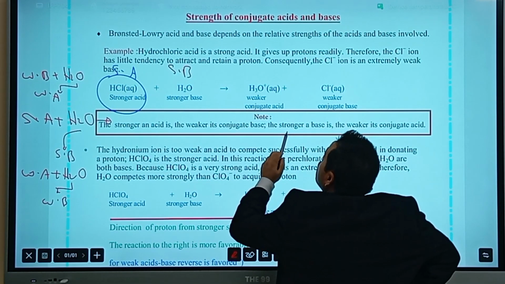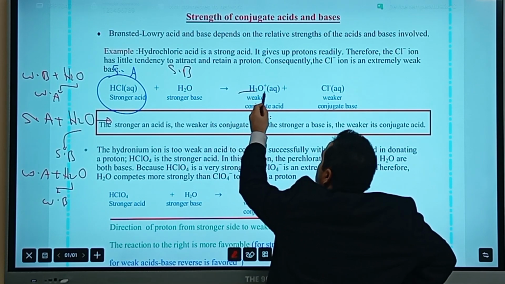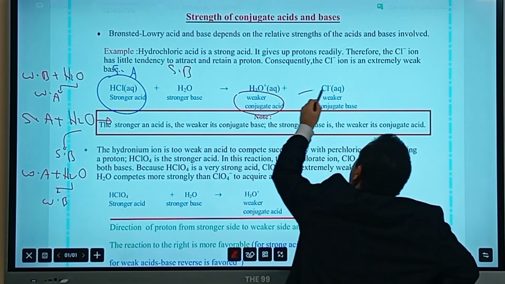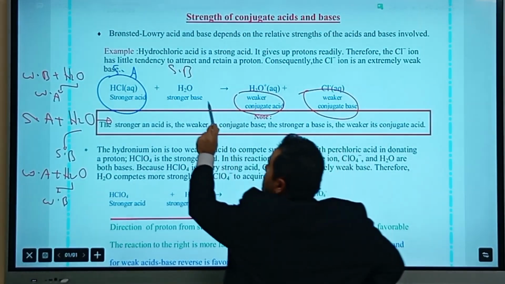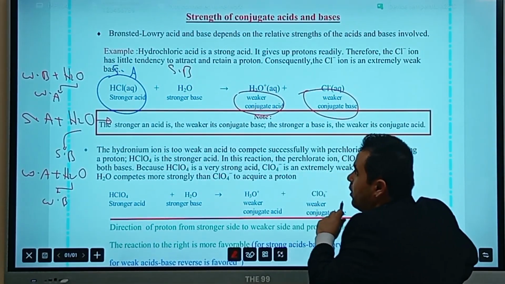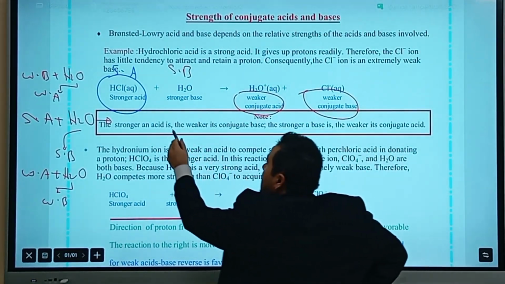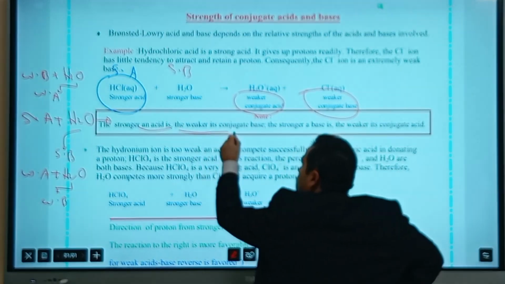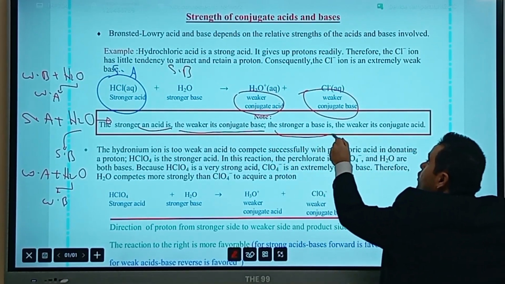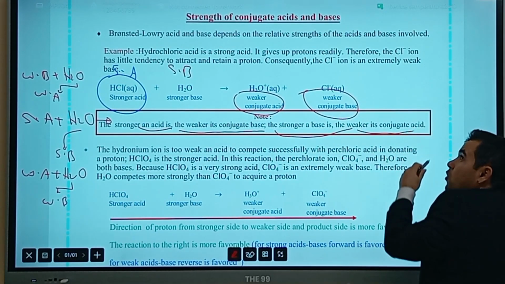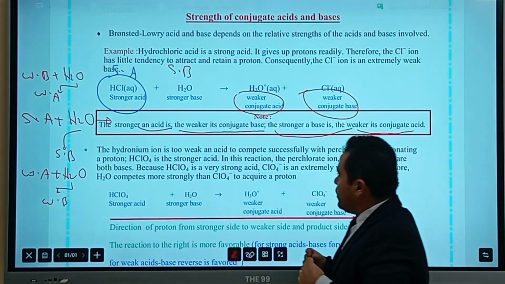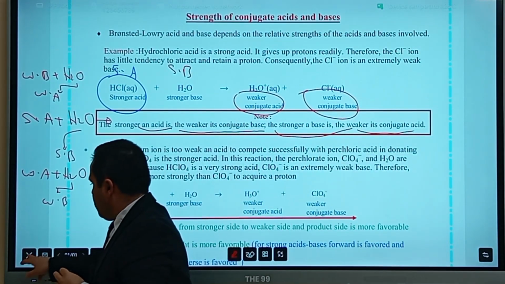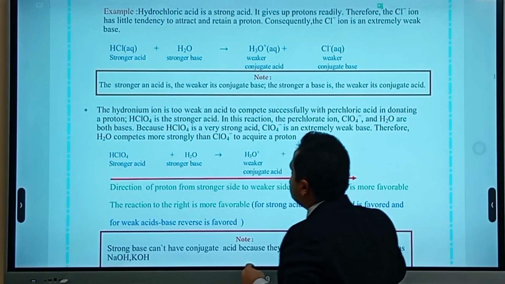What will happen to the conjugates? The weaker conjugate acid and weaker conjugate base will be formed. Why? Because the acids and the bases are strongest here. So the stronger an acid is, the weaker its conjugate base. The stronger a base is, the weaker its conjugate acid. That's simply the strength of the conjugates.